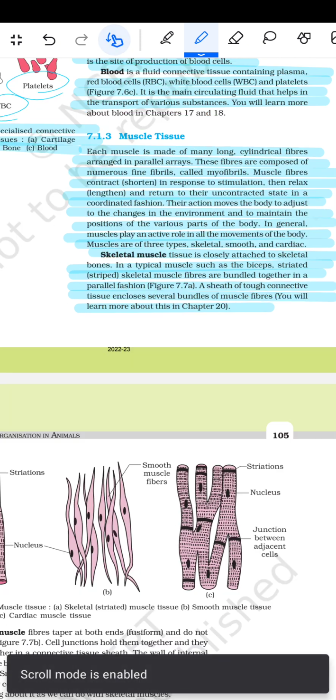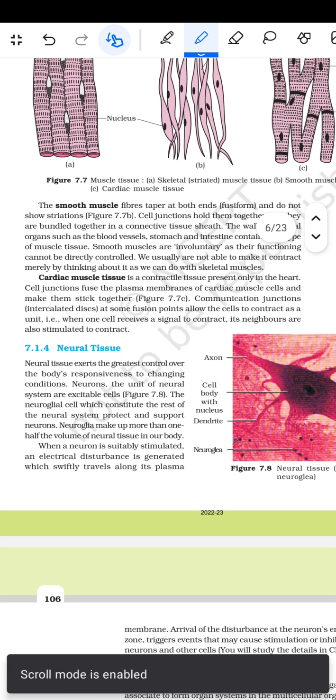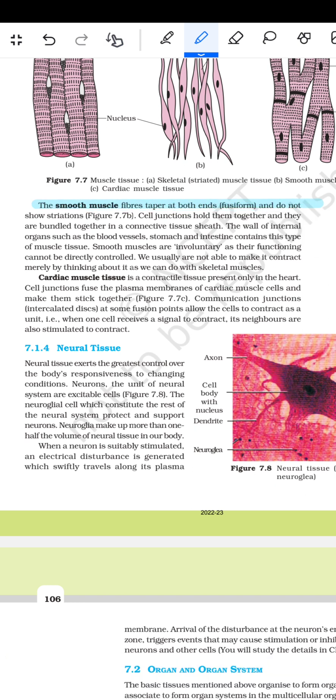The smooth muscle fiber tapers at both ends (fusiform) and does not show striations. Cell junctions hold them together and they are bundled together in a connective tissue sheath. The walls of the internal organs such as the blood vessels, stomach and intestine contain this type of muscle tissue. Smooth muscles are involuntary as their functioning cannot be directly controlled. We usually are not able to make them contract merely by thinking about it, as can be done with the skeletal muscle. Cardiac muscle fiber is contractile tissue present only in the heart.